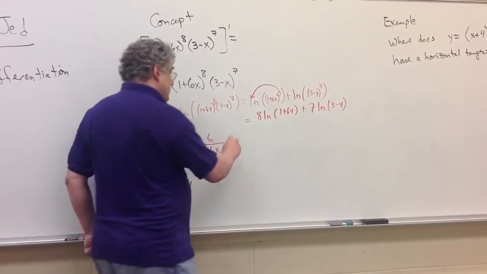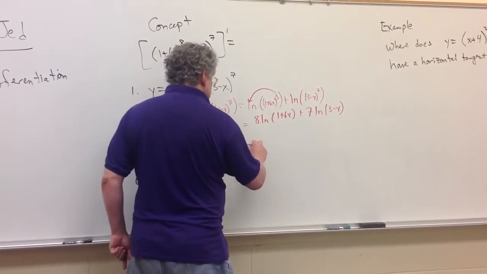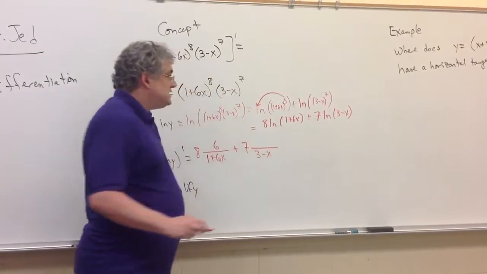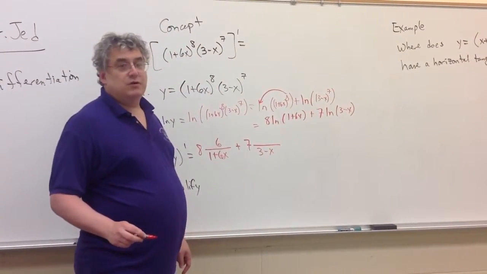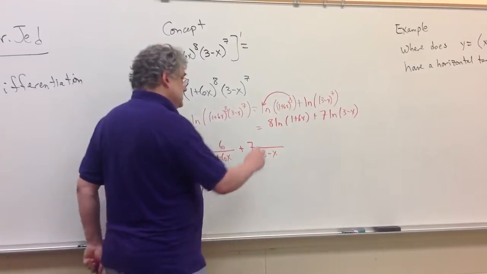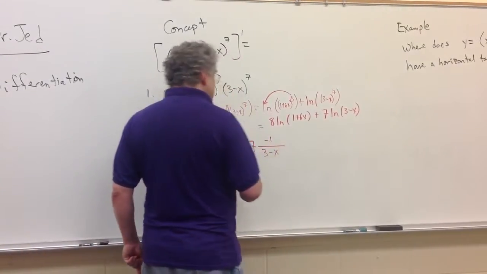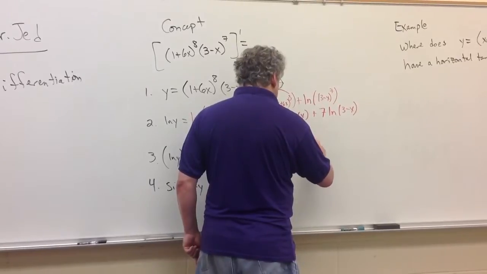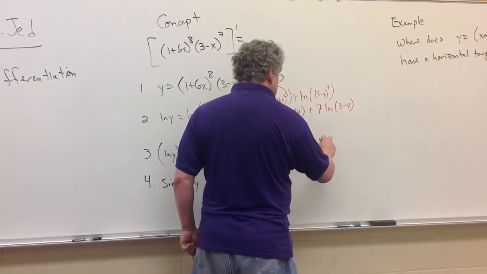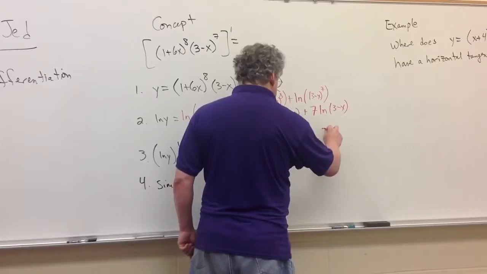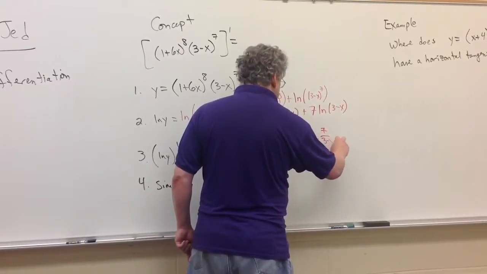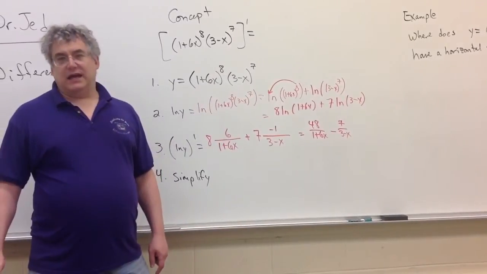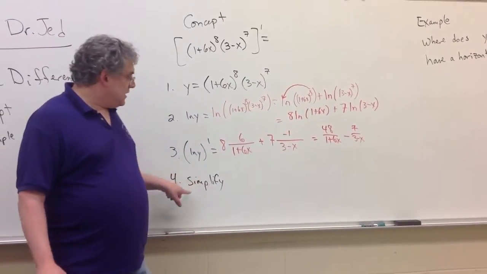We have 7 times, on the bottom goes the function inside, and the top goes the derivative of that function, which is minus 1. I'm going to simplify this a little. I get 48 over 1 plus 6x minus 7 over 3 minus x. Now, do I have to combine those into a fraction? Maybe, but not yet. Why not? Because now I'm going to simplify.